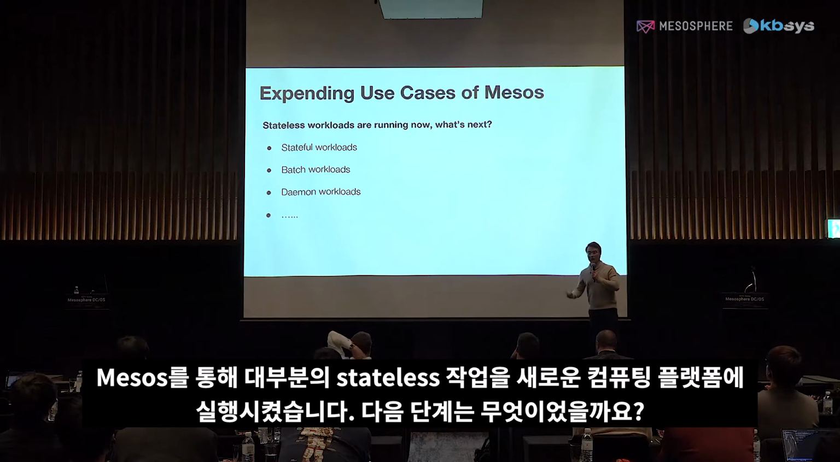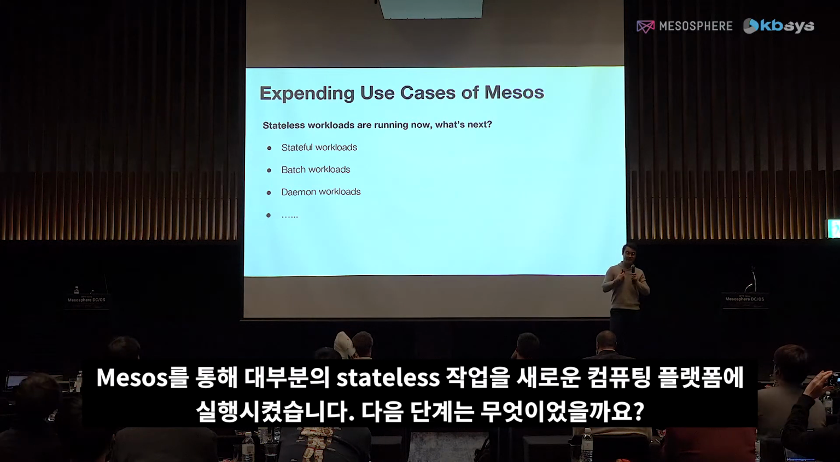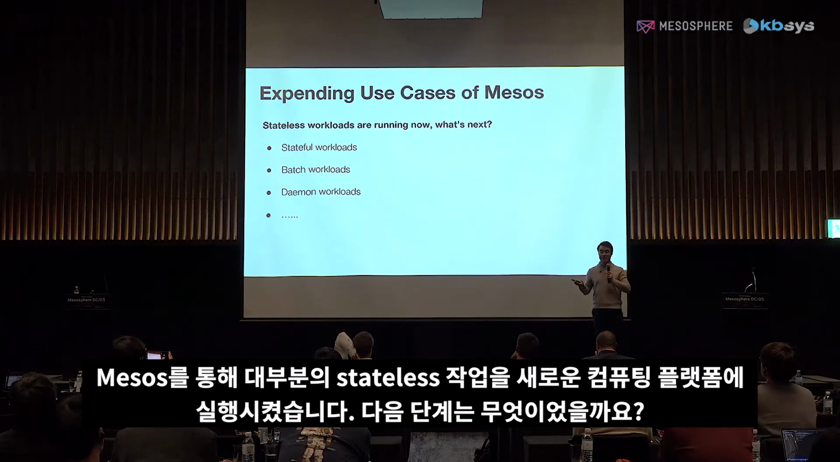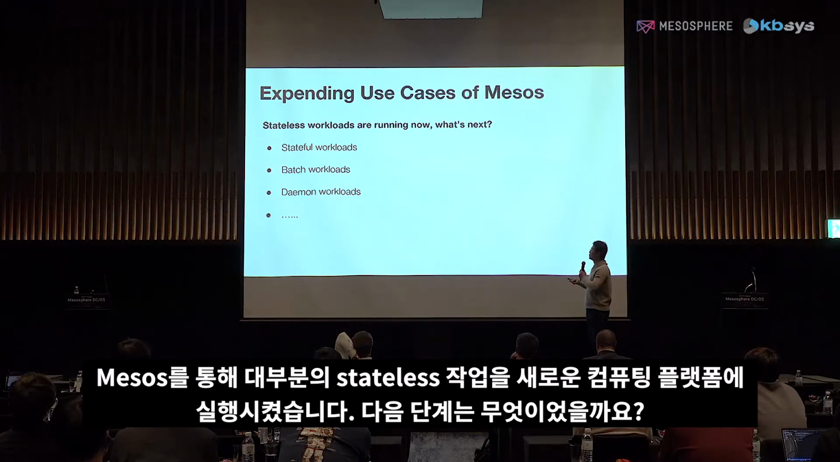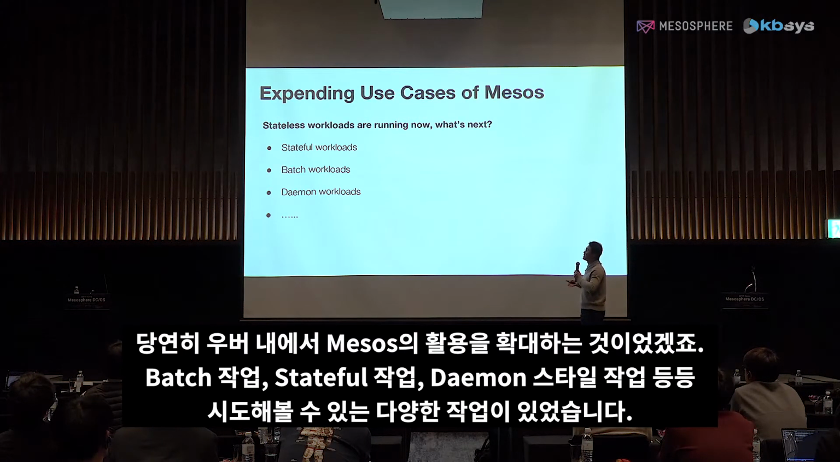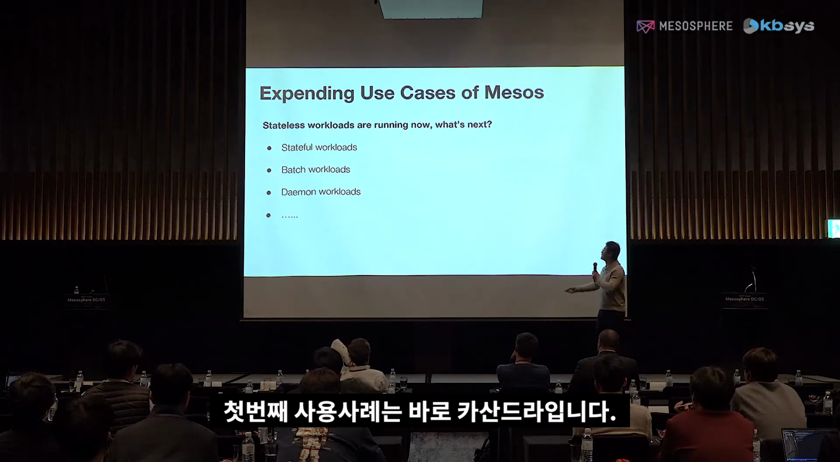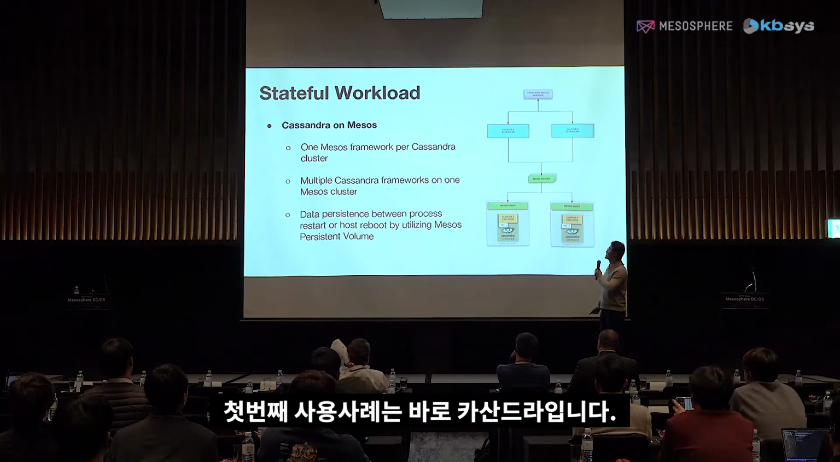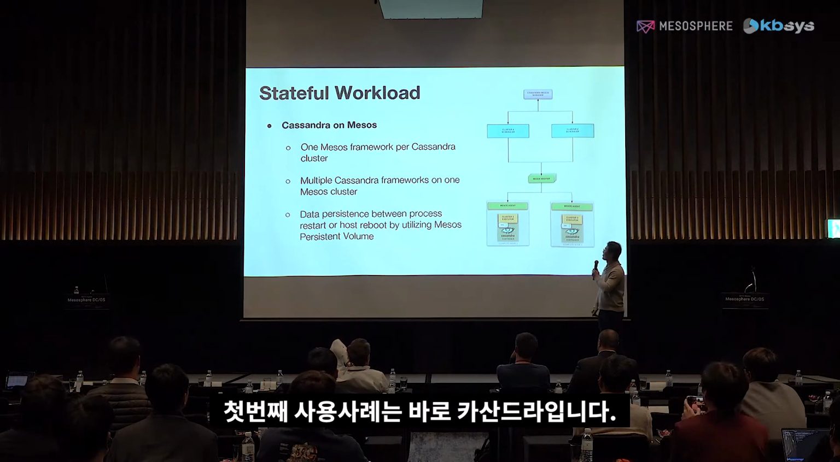So now what? We're already running the majority of our stateless workload on top of the new compute platform based on Mesos. Then what's next? Naturally, we think about expanding the use cases of Mesos inside Uber. There's a bunch of different kinds of workloads we can try to explore: batch workloads, stateful workloads, daemon set workloads, and so on. So let's talk about these use cases. The first one, stateful workload.